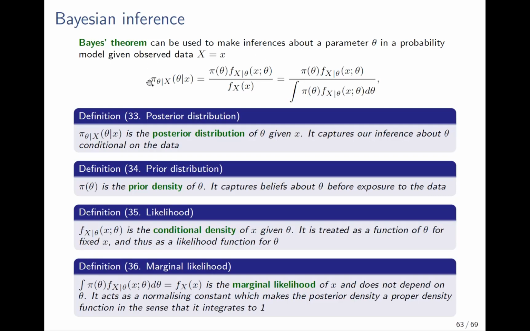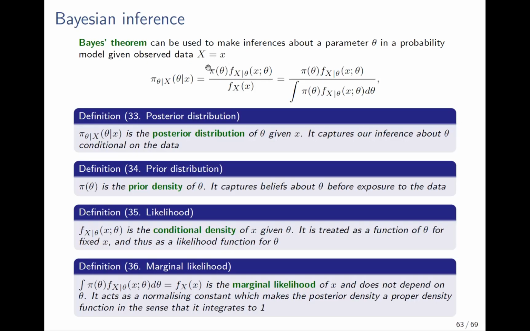So that is a Bayesian inferential calculation, and I want to look at the main elements of it, which are defined here. First, on the left hand side we have the conditional density of theta given x. This is actually referred to as the posterior distribution of theta given x, and it captures our inference about theta conditional on the data. To calculate this quantity we have to evaluate this ratio.